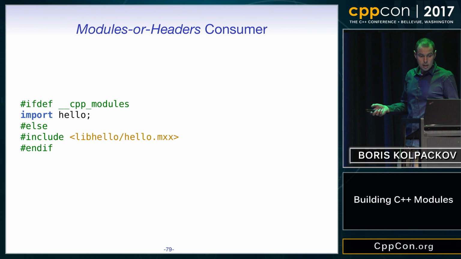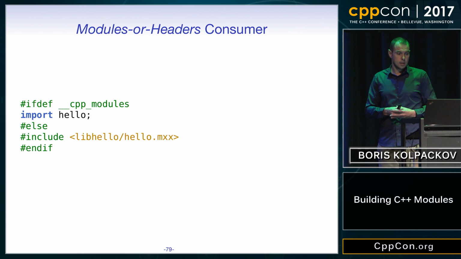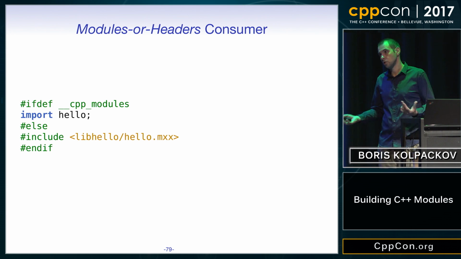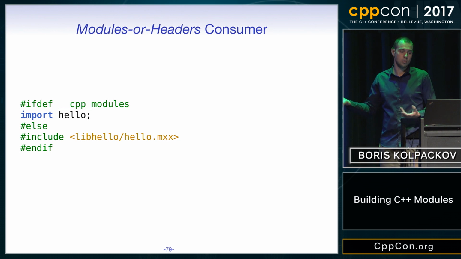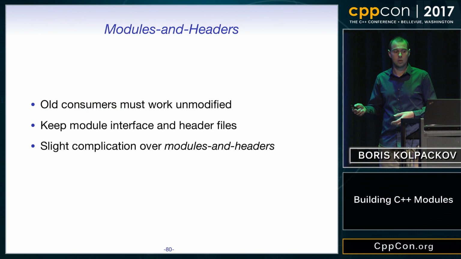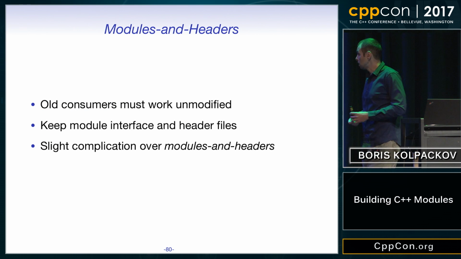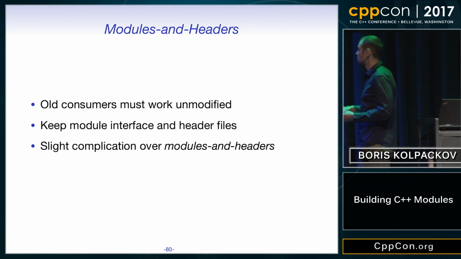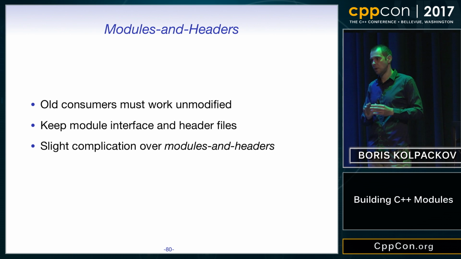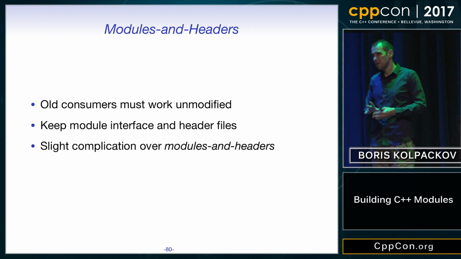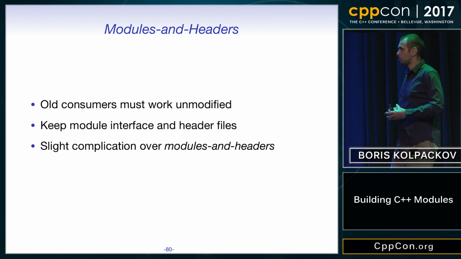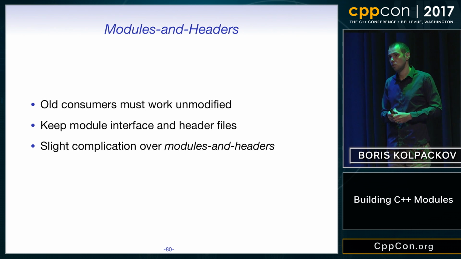So the adjustments to consume are straightforward. We import if modules are available. We include the interface unit as a header if they are not. The last level, you would imagine this thing gets really ugly, and there's a bit more preprocessor involved, but we can actually tweak the previous model to work without too many changes.